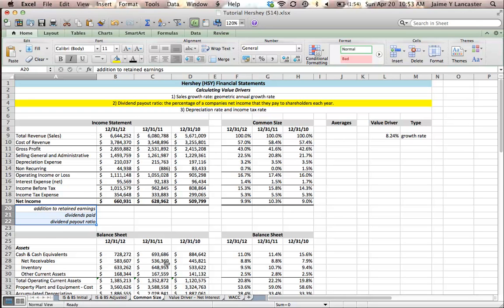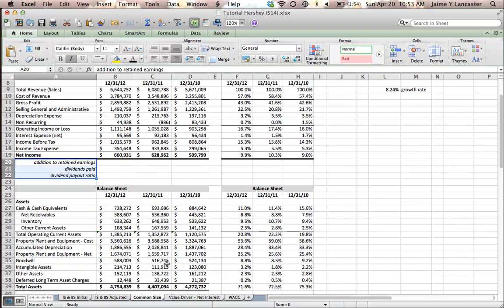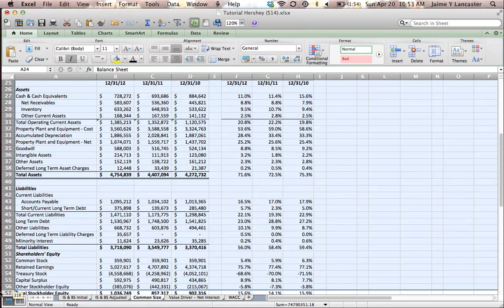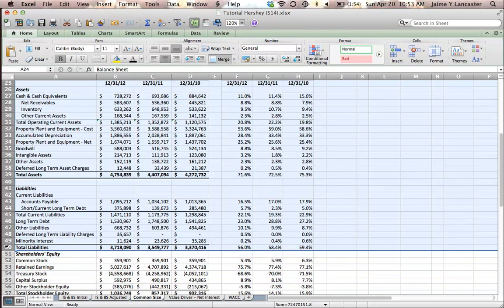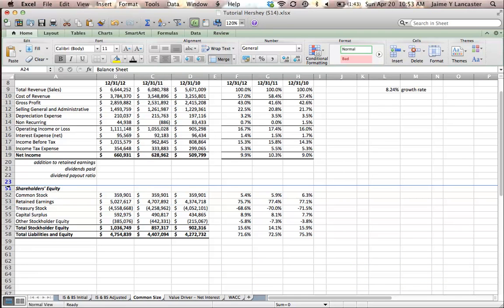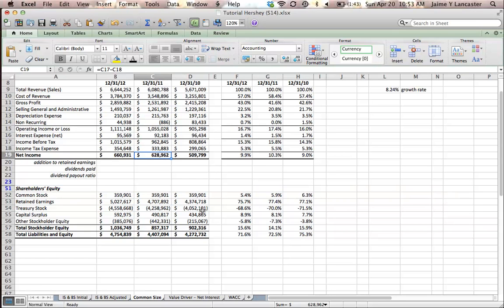I'm going to hide a couple of rows so that we can focus only on what we need to see, which is the shareholders' equity section of the balance sheet. Right click and then hide. These bright blue colors indicate that something's hidden. And on net income, in 2011, net income was $628,000.